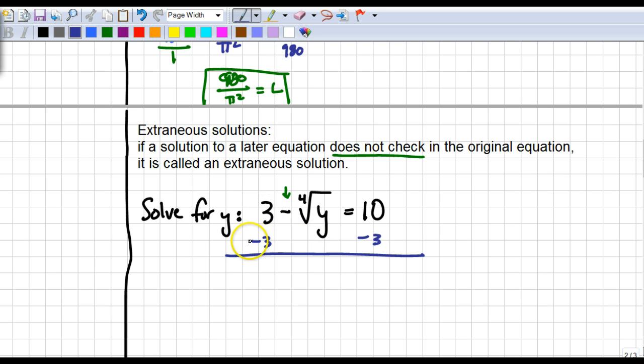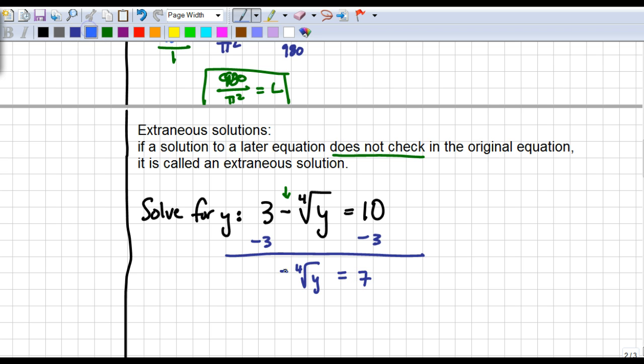But if you look at it, 3 plus another 3 is not going to make 0. And we want a 0 because we want the 3 to go away. 3 minus 3 is 0, that's good. The negative drops, the 4th root of y is still there. Over here we're going to get a 7.